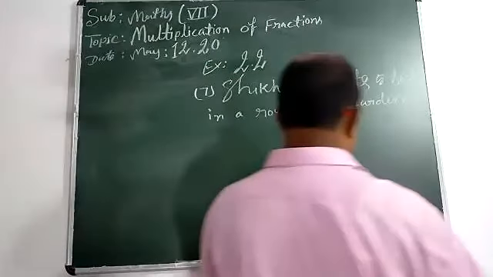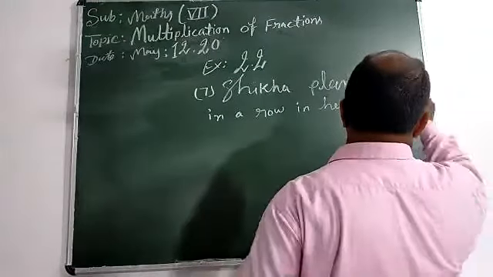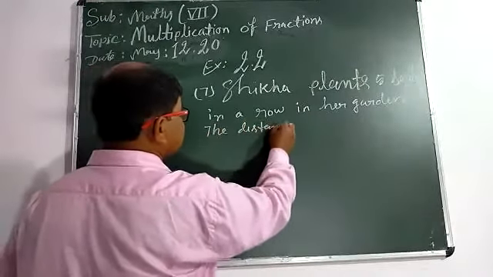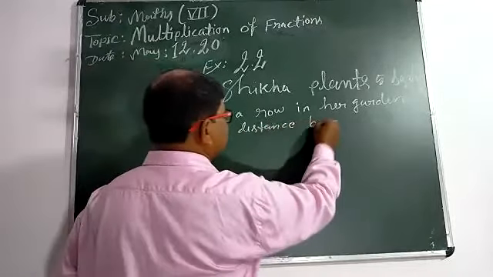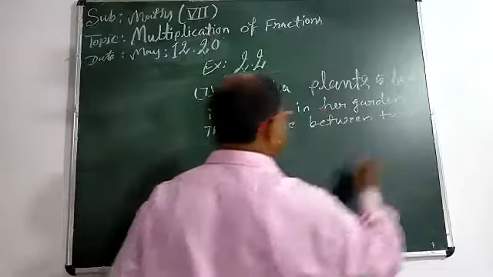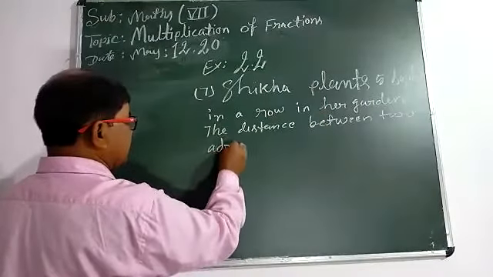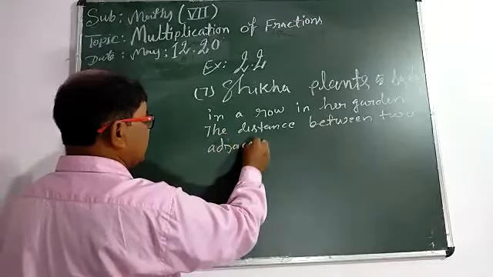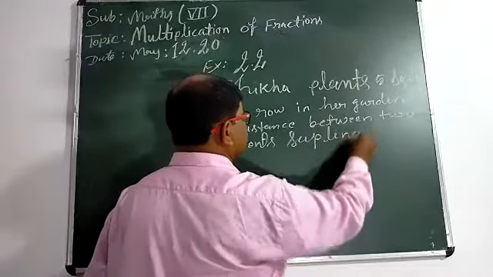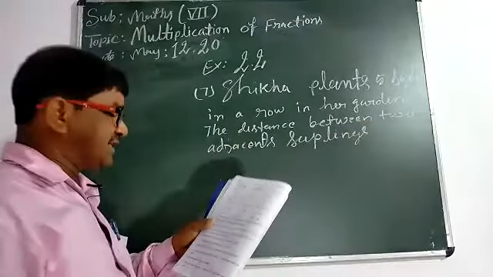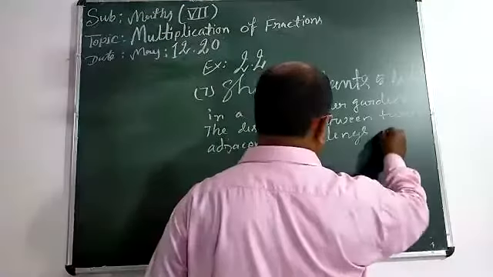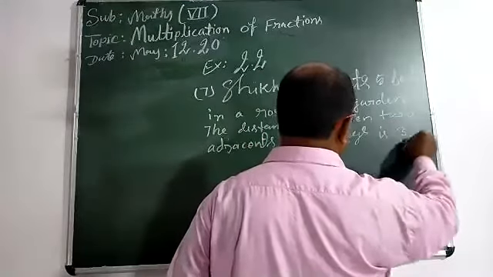The distance between two adjacent saplings is 3/4 meter.